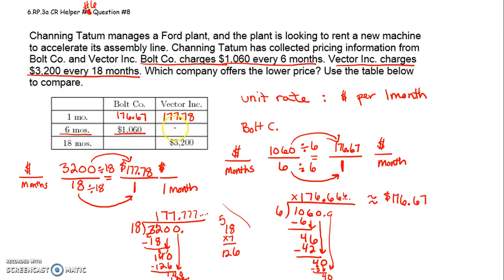Now, because this video has run long, I'm not going to do any more parts to this. But if I now know Vector Company for 1 month, if I take that number and multiply it by 6, I'll figure out how much for 6 months. If I know for 1 month for Bolt Company and I need 18 months, I would take my 176.67 and multiply that by 18 to figure out for 18 months.